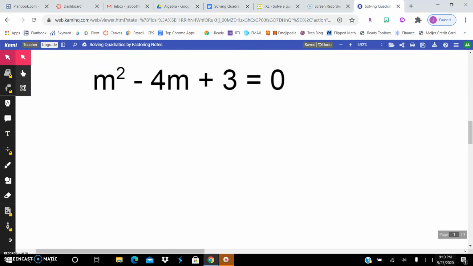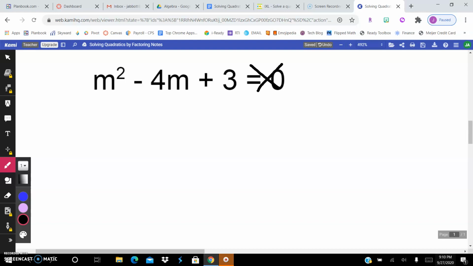Then we have m squared minus 4m plus 3. Again, it's set equal to 0, so we're going to kind of pretend that 0 is not there for a second. And you will notice that this is in the form of x squared plus bx plus c. So we're going to have to guess and check what can we multiply together to get the c value of 3 that adds together to get the negative 4 value of b.